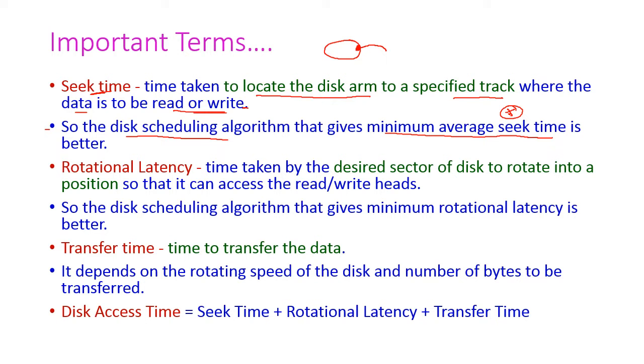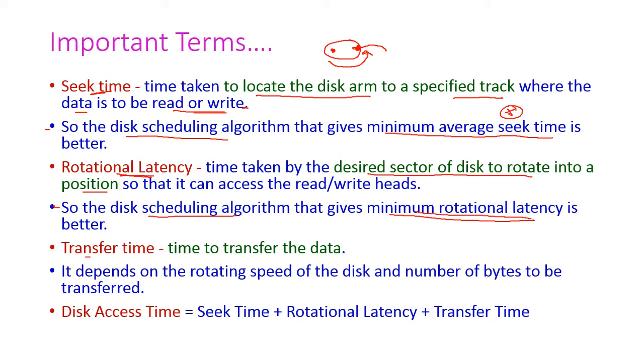The second one is rotational latency. This is nothing but the time taken by the desired sector of the disk to rotate into position. Suppose the sector is here, the disk should be rotated towards the read write head, isn't it? Then only the data will be read or written. So the disk scheduling algorithm should give minimum rotational latency. The rotational latency should be minimum.